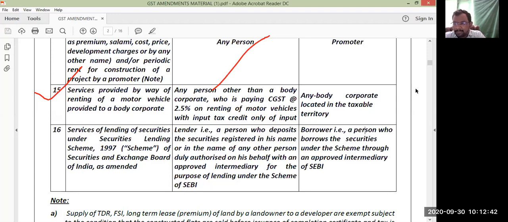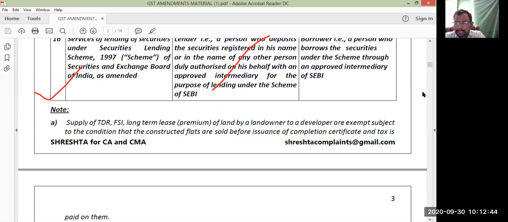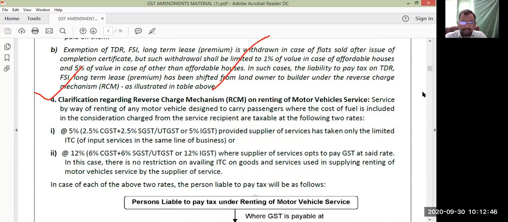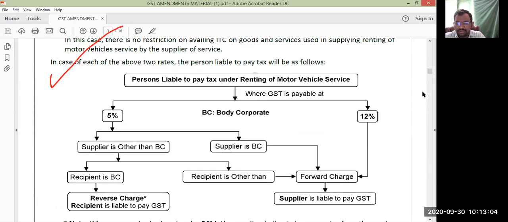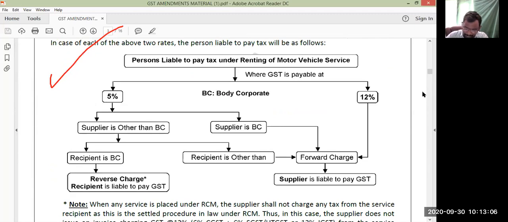You can see here: clarification regarding the reverse charge mechanism on renting of motor vehicle services. Look at the chart here. You just look at the chart, you will get the clarity.